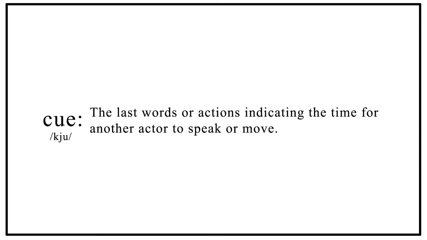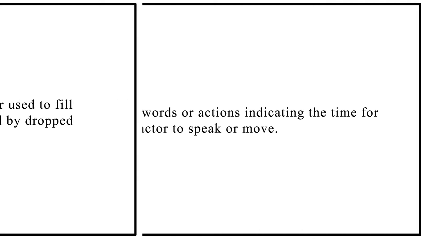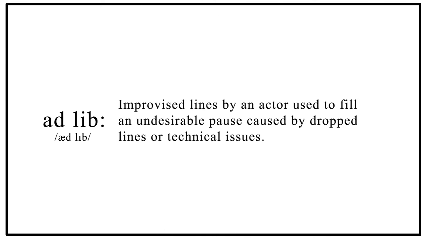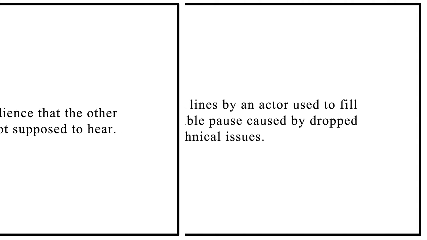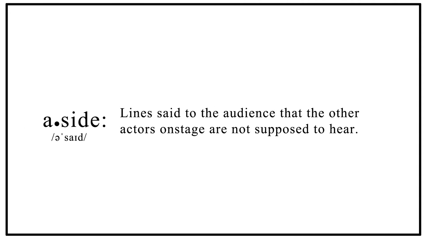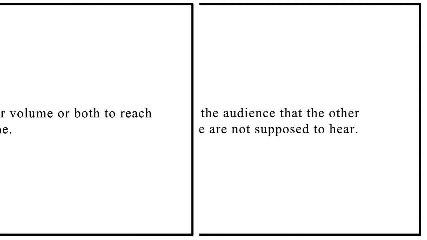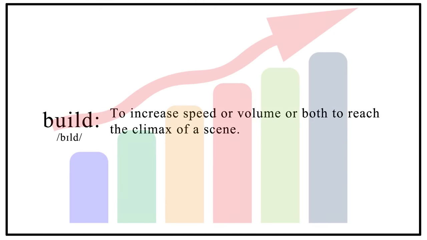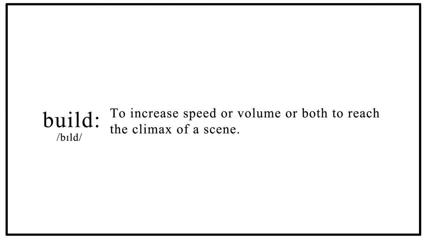Cue, the last words or actions indicating the time for another actor to speak or move. Ad-lib, improvised lines by an actor used to fill an undesirable pause caused by dropped lines or technical issues. Aside, lines said to the audience that the other actors on stage are not supposed to hear. Build, to increase speed or volume, or both, to reach the climax of a scene.